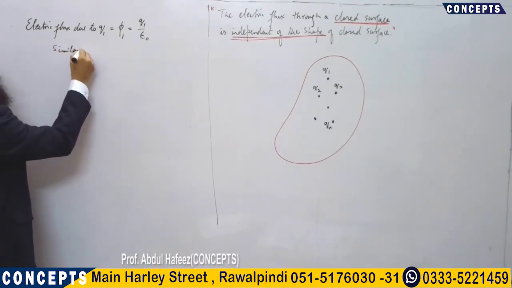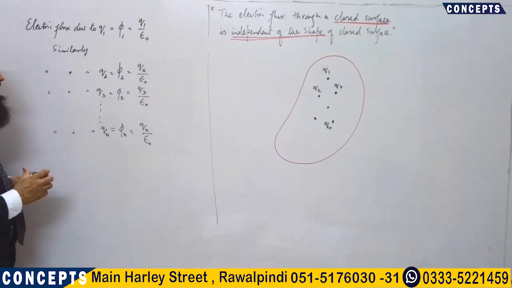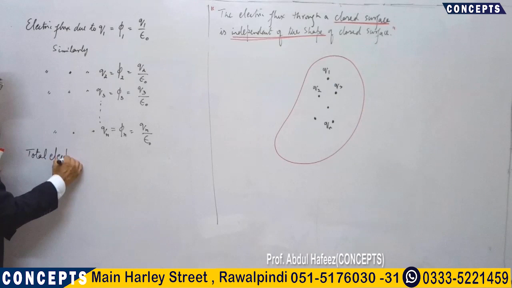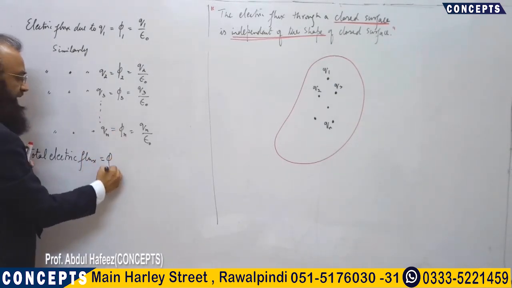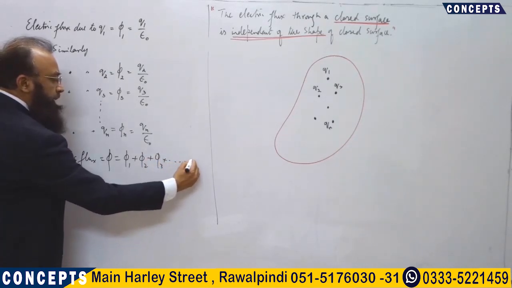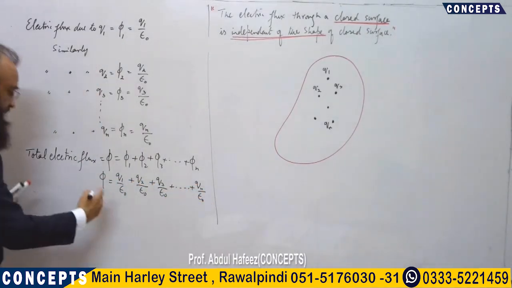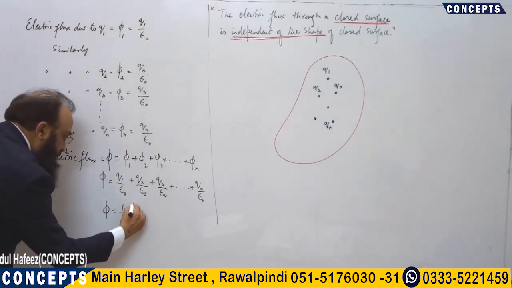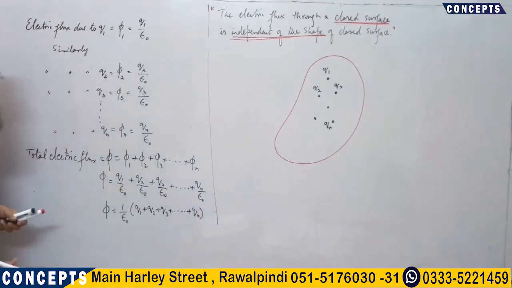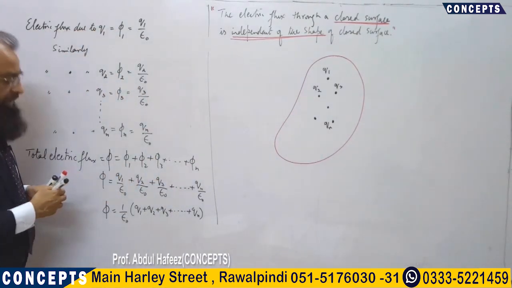Again, similarly, now again the total electric flux. So the total electric flux is the sum of all. So phi is equal to phi 1 plus phi 2 plus phi 3 plus so on up to phi n. So we can take 1 over epsilon naught as common, 1 over epsilon naught into Q1 plus Q2 plus Q3 plus so on up to Qn. So students, what is this within the bracket? This is the total charge enclosed in that surface.